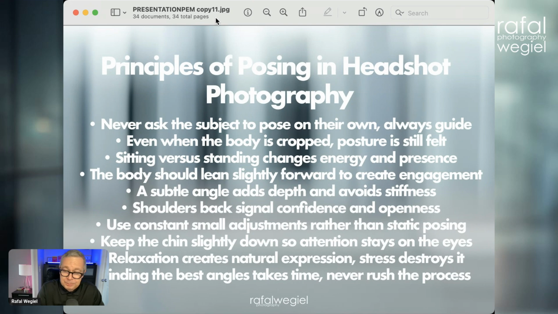That's the crucial part. Finding the best angles takes time. Never rush the process. Again, we've discussed this. Everything takes time, especially when it comes to posing and facial expressions. We'll talk a little bit more about it, but don't try to beat it, because it's going to work against you. Give your client time to relax, so you build the trust and the connection, and then you will start getting those shots. I can guarantee you that 100%.